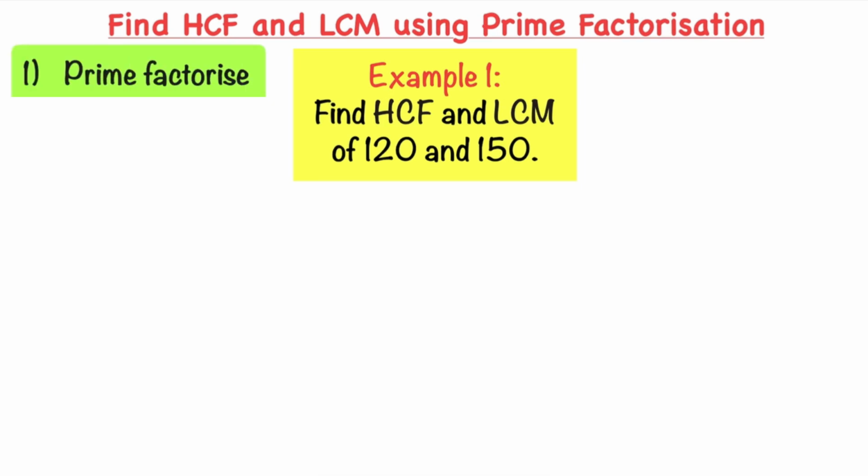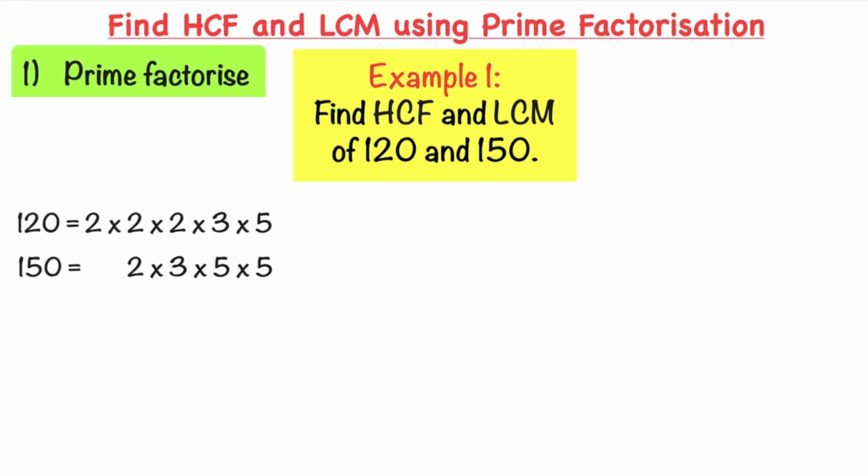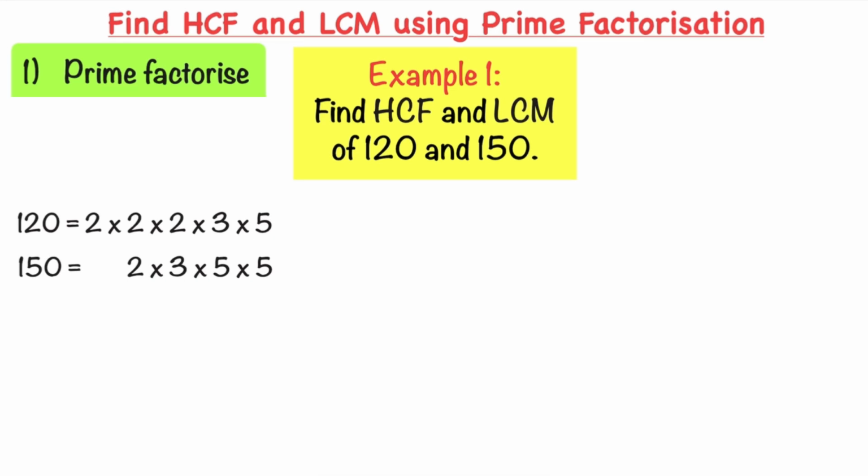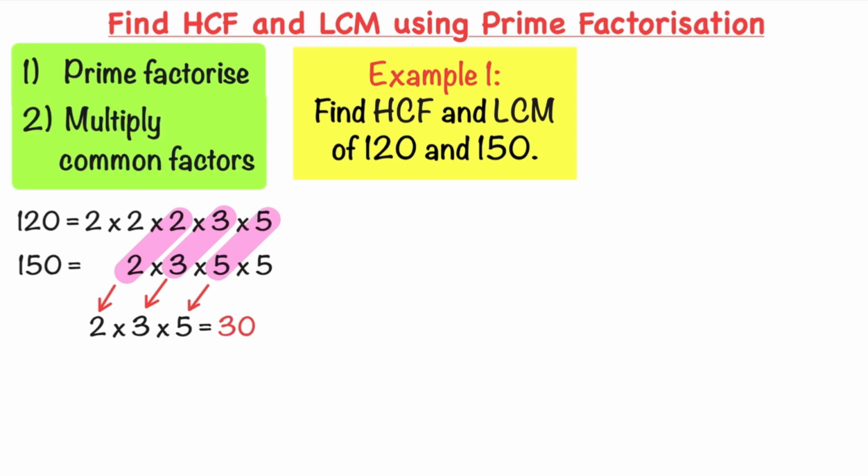First, prime factorize both numbers. Take the prime factors they have in common. 2 and 2 match, 3 and 3 match, and a pair of matching 5s. Multiply them together, which equals 30. The highest common factor of 120 and 150 is 30. In other words, 30 is the largest factor shared by both numbers.